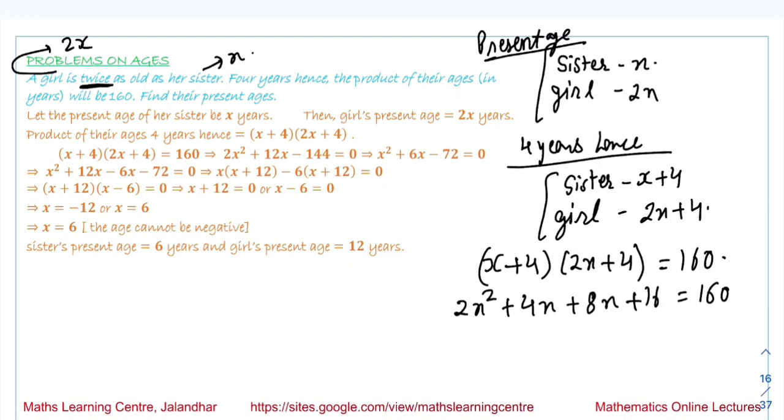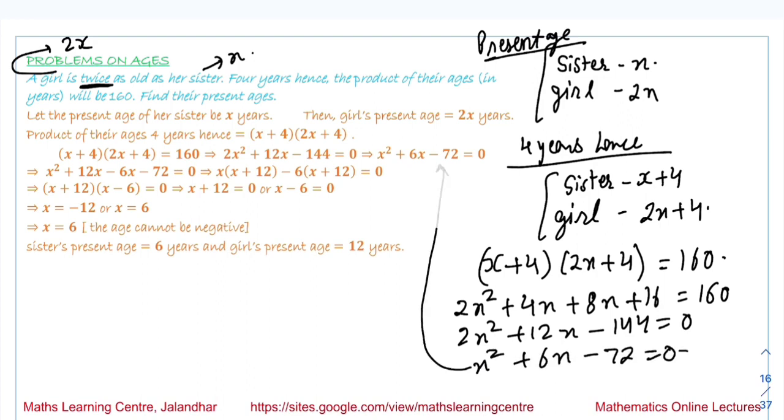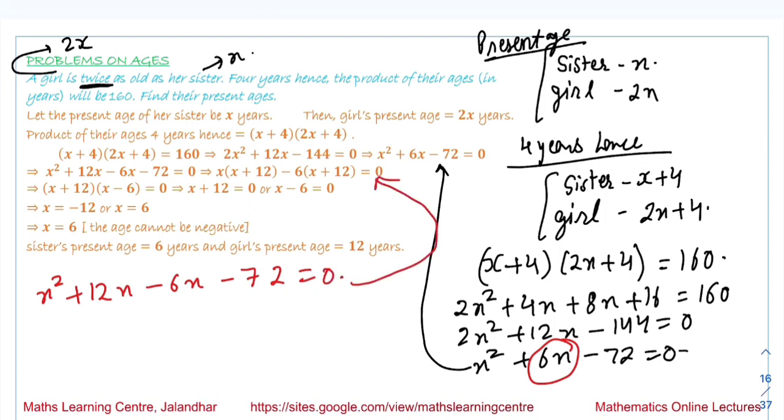Now multiplying these equations, we get 2x square plus 12x minus 144 is equal to 0. So it is x square plus 6x minus 72 is equal to 0. This is the quadratic equation that we have. To solve this equation, we split the middle term, and we get x square plus 12x minus 6x minus 72 is equal to 0. On solving this equation, you can verify the calculations from here.